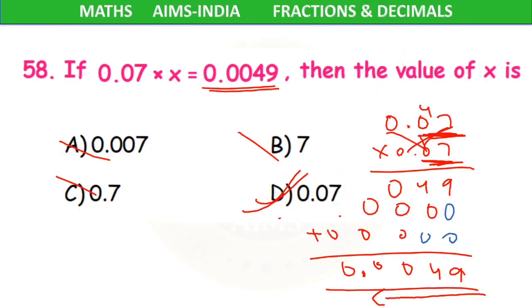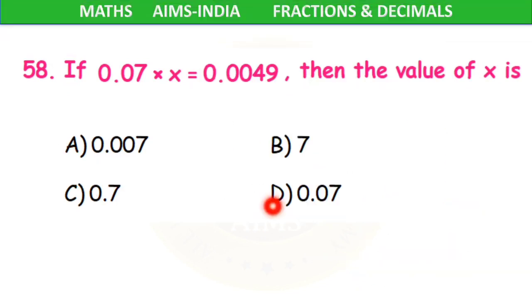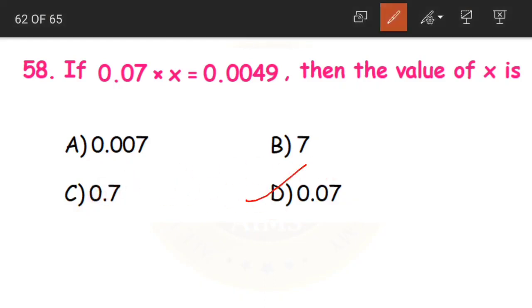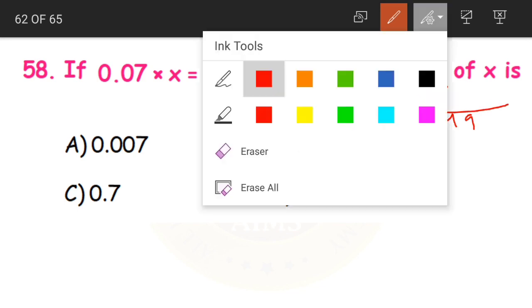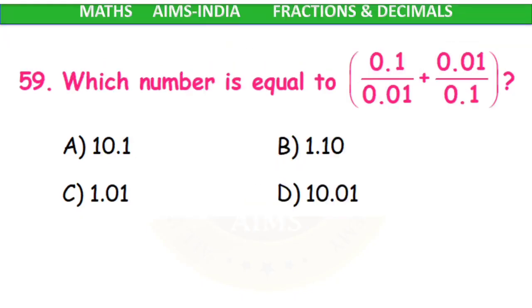I hope this was clear, right? Yes, what did we do? We went with the trial and error method. That means we took every option and checked whether it is the correct one or not. Or else if you want, you can directly divide 0.0049 by 0.07 and get the quotient there. Understood, children? Question number 58. Next we have question number 59.